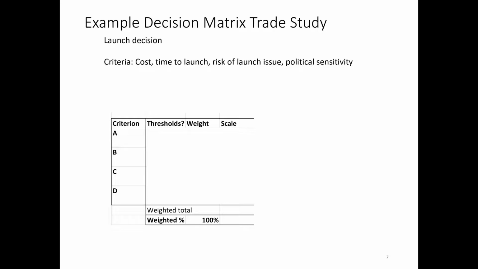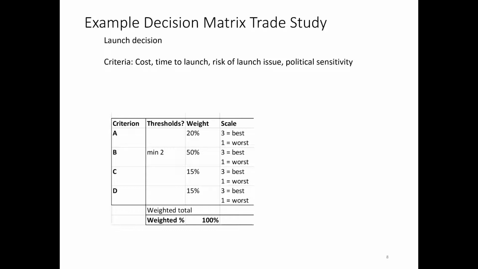If we're thinking about launching from a country that may have some security issues or may not be friendly to our interests. So those could be our 4 criteria. And then for each of those criteria, we will define a threshold, we will define the relative importance of each, and we'll define a scale on which we're going to judge these.